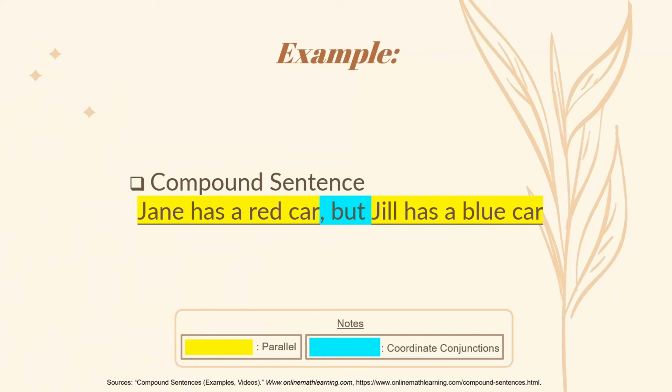Next, this is the example of parallelism in a compound sentence. So compound sentences are also included in parallelism. In this example, there are two independent clauses here.